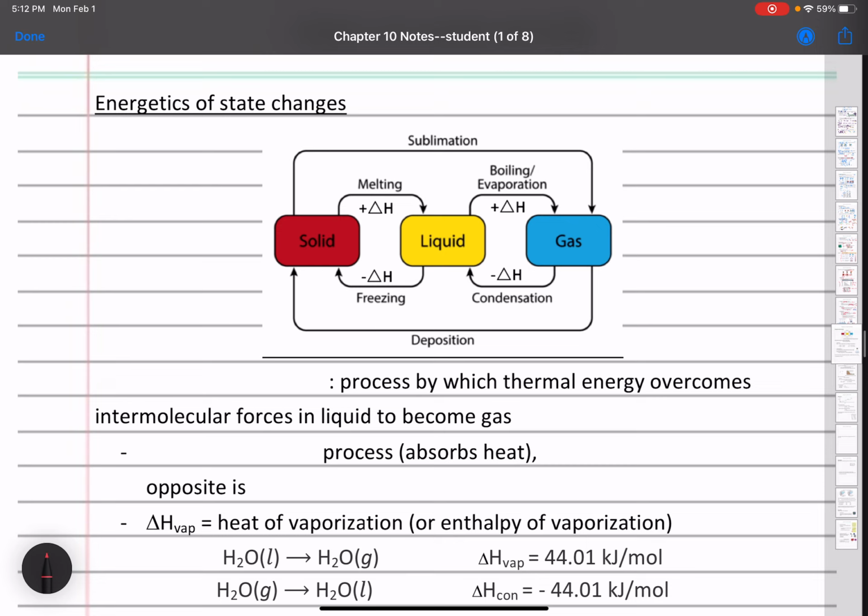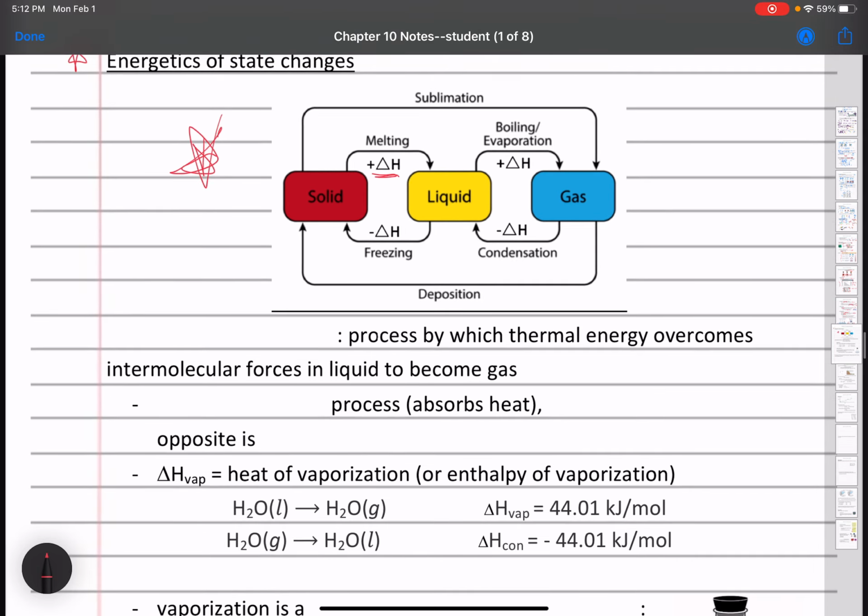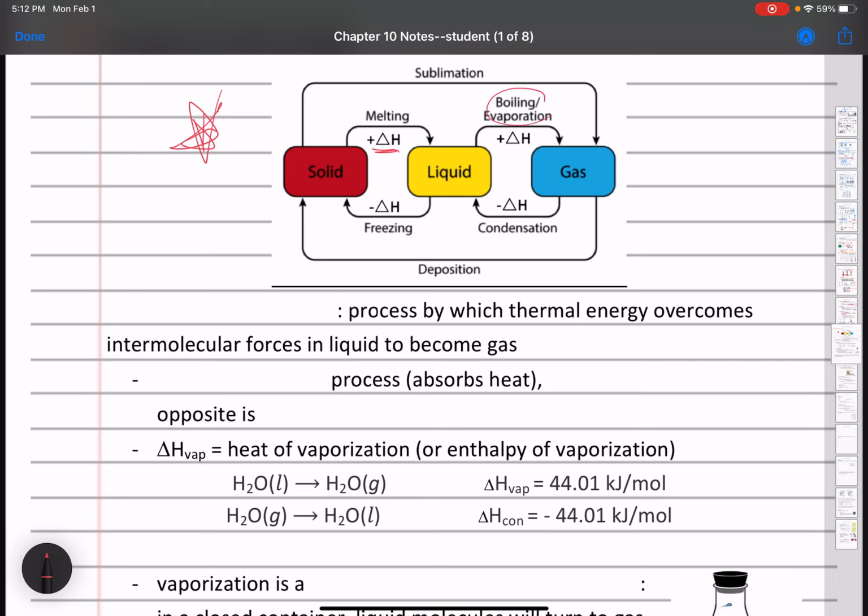Now we're going to take a little side boondoggle off to thermochemistry and talk about the energetics, or the energy transfer, that occurs during state changes. I like this diagram here. It's a really nice diagram showing you the different changes and what they're called. So going from solid to liquid is melting, and that is an endothermic process. It has a positive delta H. All right, and so on and so forth. So all of the names of those processes and whether they're endothermic or exothermic, this is a little reminder diagram for you. So let's first talk about this one here.